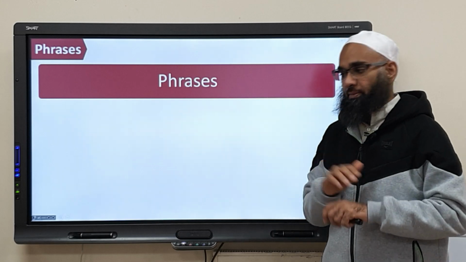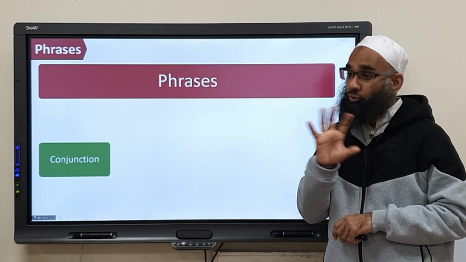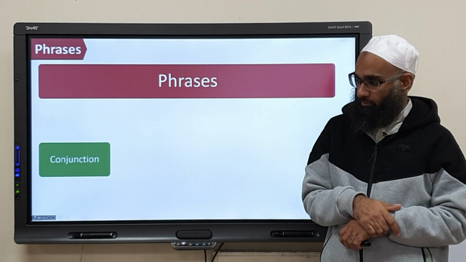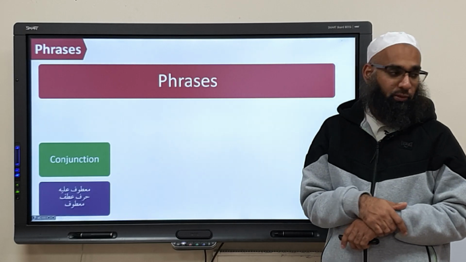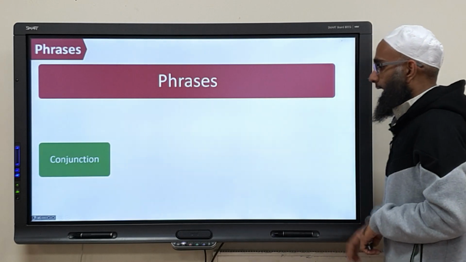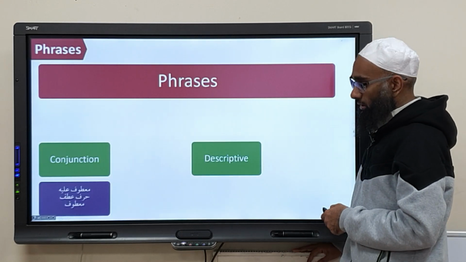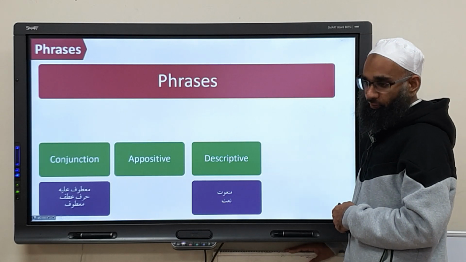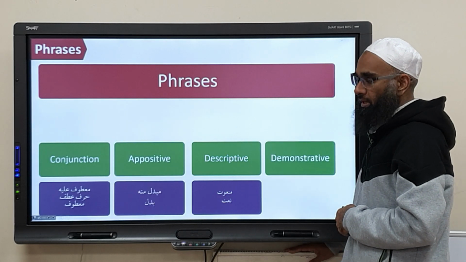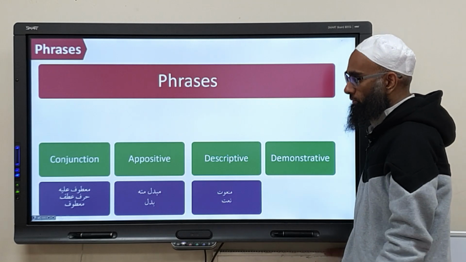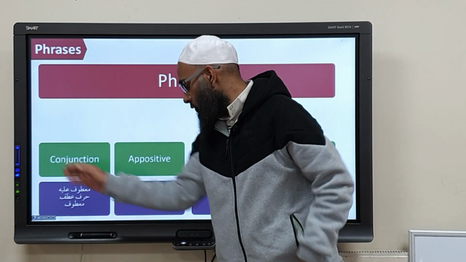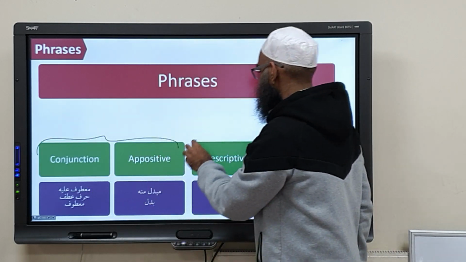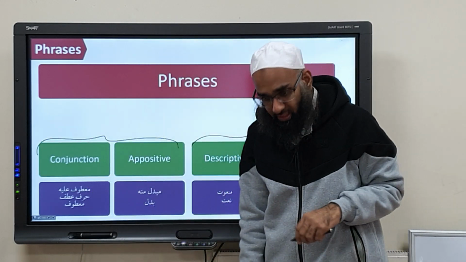Let's reorganize these phrases in another way. A conjunction is a phrase made up of harfu atf, ma'tufun alayhi, ma'tuf. And then we have the descriptive phrase, man'ut and na'at. A positive phrase is the mubdal minhu and badal, and the demonstrative phrase is the ismul ishara and musharun ilay. What do these have in common?